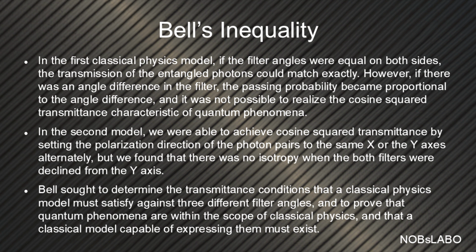In the second model, we were able to achieve cosine squared transmittance by setting the polarization direction of the photon pairs to the same x or the y-axes alternately. But we found that there was no isotropy when both filters were declined from the y-axis. Bell sought to determine the transmittance conditions that a classical physics model must satisfy against 3 different filter angles, and to prove that quantum phenomena are within the scope of classical physics, and that a classical model capable of expressing them must exist.